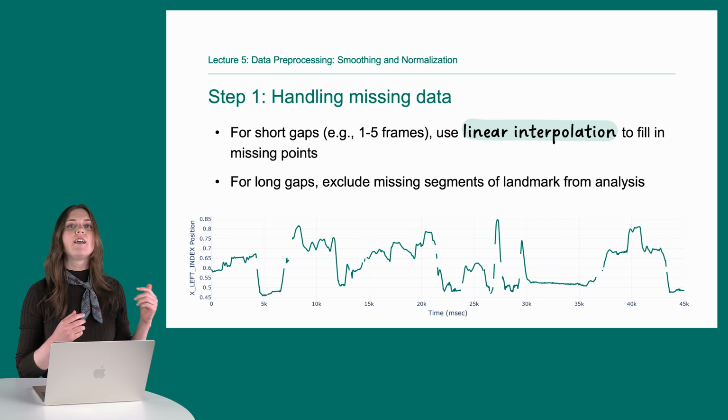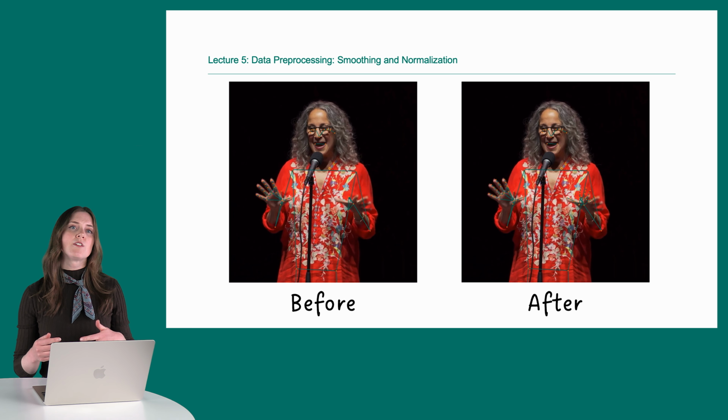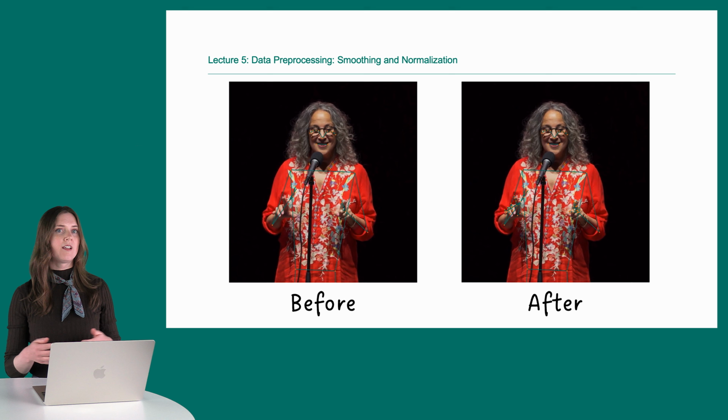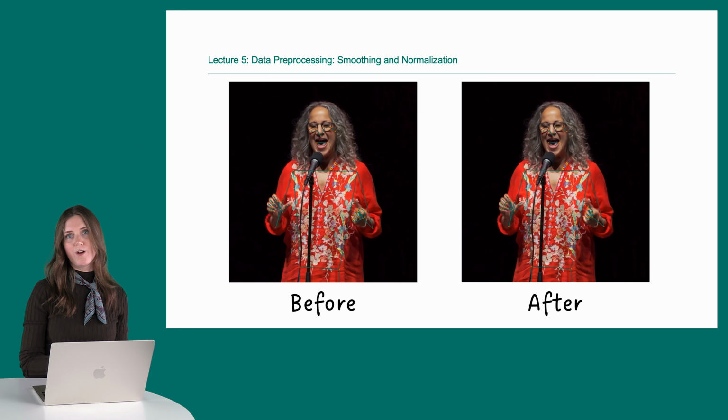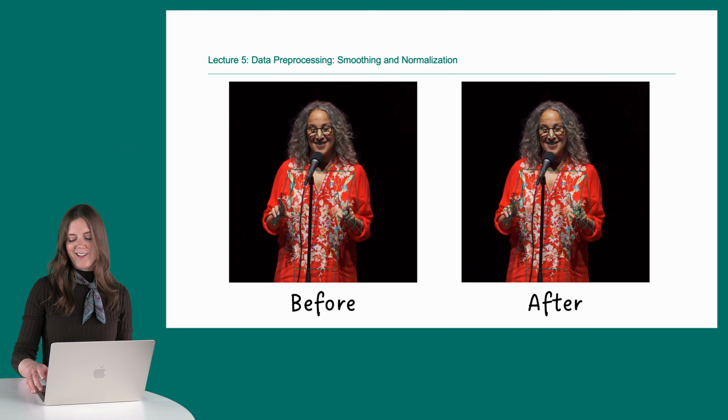So the result might look something like this. The video on the left is the same example you saw previously with missing finger data. The video on the right shows the result after using linear interpolation to fill in missing points. The result isn't perfect, but it's closer to reality than before. After linear interpolation, we're ready to smooth the data.